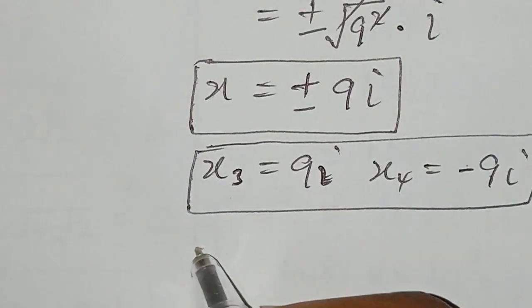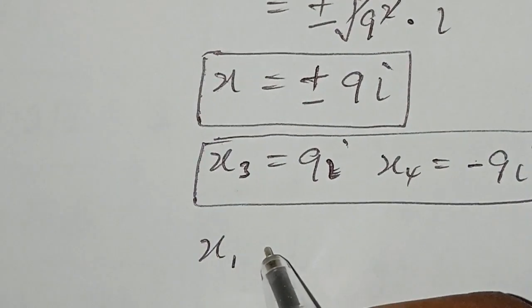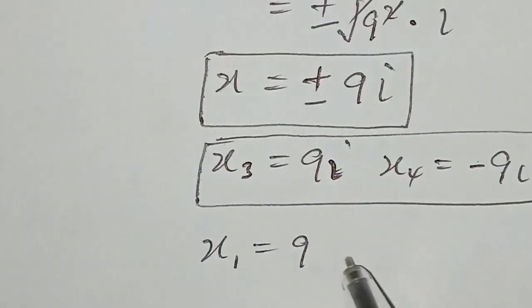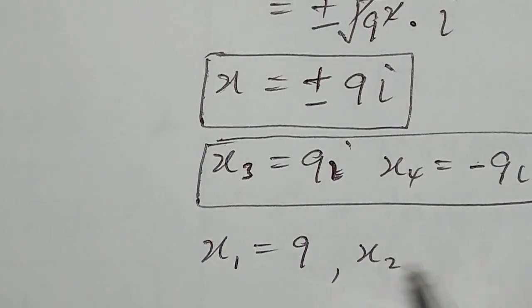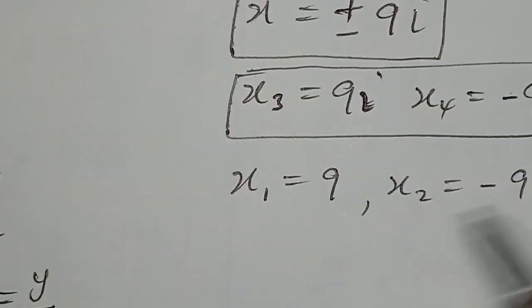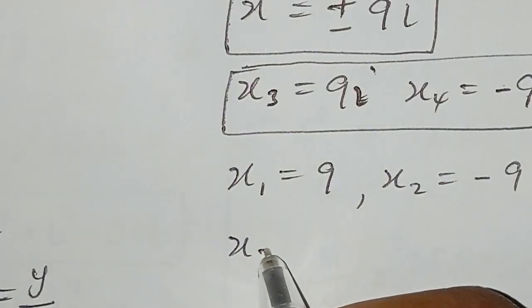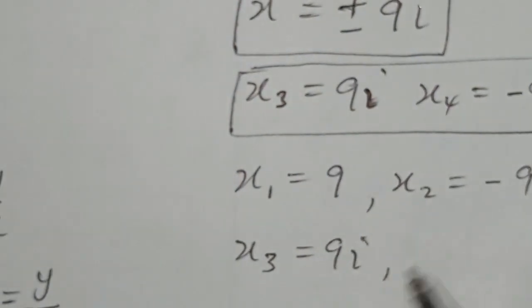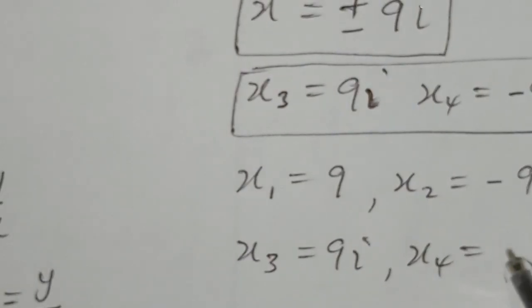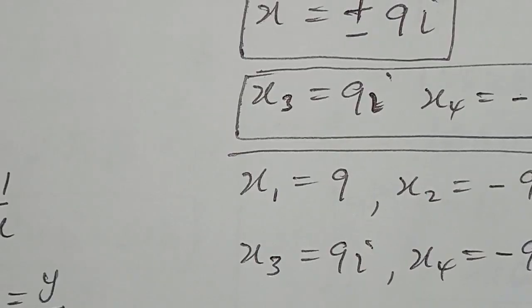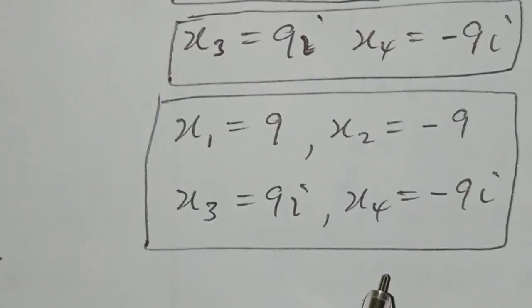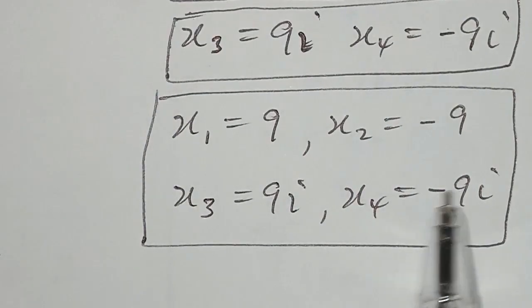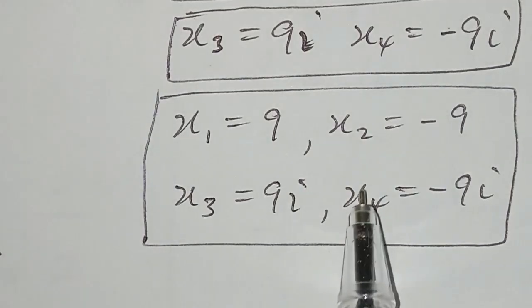So this implies that x1 equals 9, x2 equals minus 9, then x3 equals 9i, x4 equals minus 9i. So these are all the possible values of x we have to find.